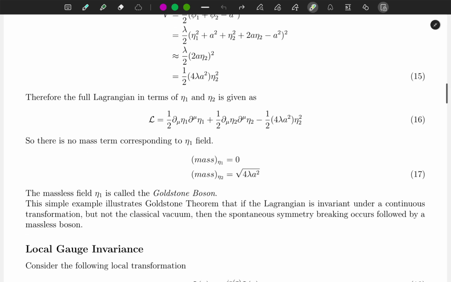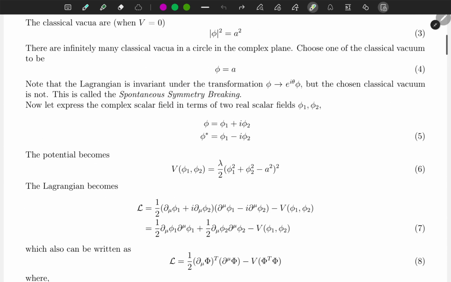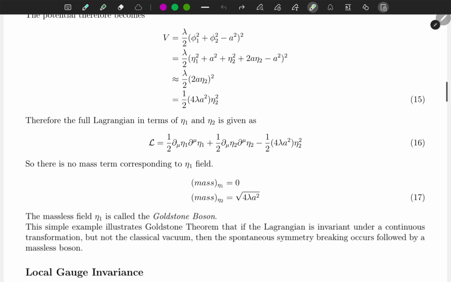And there is a theorem called the Goldstone theorem that says that if the Lagrangian is invariant under a continuous transformation but not the classical vacuum, then spontaneous symmetry breaking occurs, followed by a massless boson. That is called the Goldstone boson. So if there is spontaneous breaking of a continuous symmetry, then there should be one Goldstone field, and here the Goldstone field is eta 1, corresponding to this global gauge symmetry that is breaking.